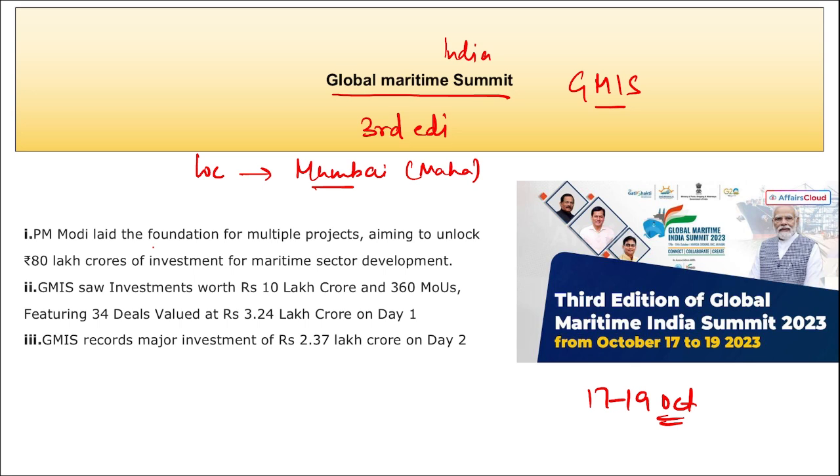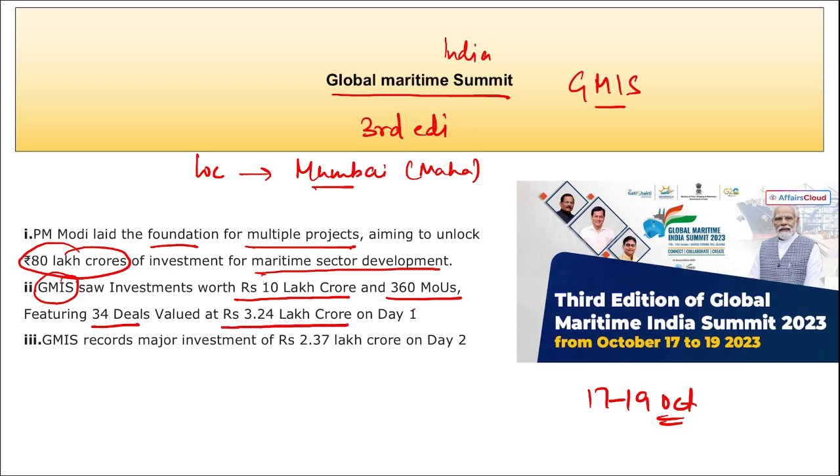Also remember, here PM Modi laid the foundation stone for multiple projects aiming to unlock 80 lakh crores of investment for maritime sector development. This GMIS saw investment worth 10 lakh crore rupees and 360 MOUs featuring 34 deals valued at 3.24 lakh crore on day one. Next, GMIS recorded major investment of 2.3 lakh crore on day 2. Right, so this you need to remember.